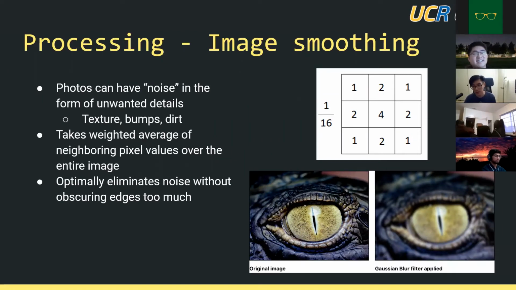So the first step is image smoothing. Photos can have noise in them. That's basically unwanted details. That can be textures that are too fine for what we're using computer vision for. It could be bumps in the road. It can be specks of dirt on someone's shirt, right? The computer isn't going to really care about that at all. So what it does is it runs through the entire photo, taking an average of every pixel basically.